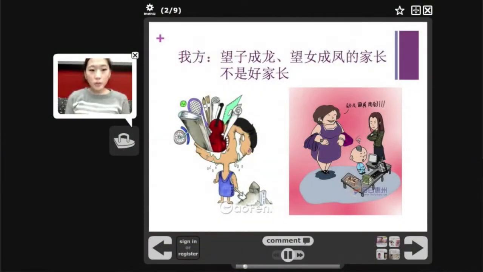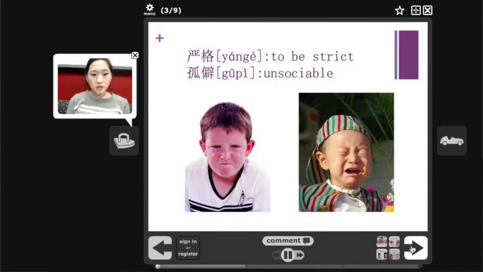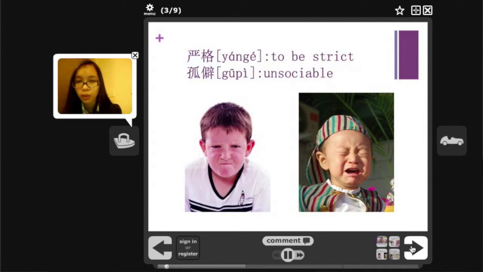Well, literally in Chinese, it's actually "only parents who wish their son would become dragons and their daughters become phoenixes will be good parents." So as you see, she is talking about supporting arguments for their side of the topic.